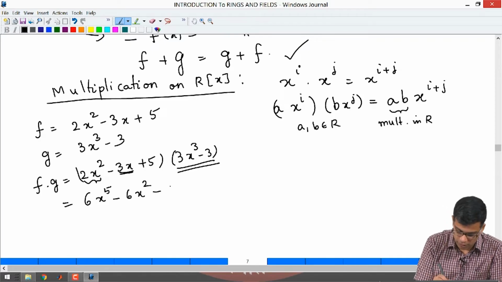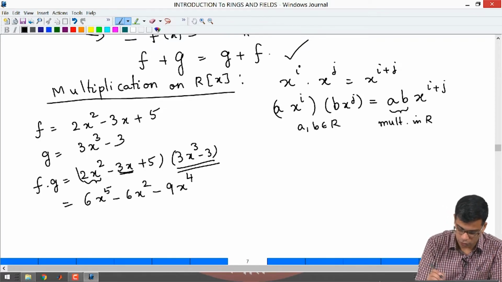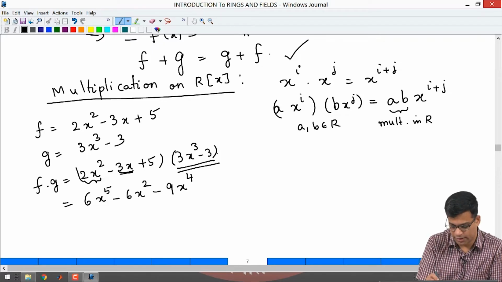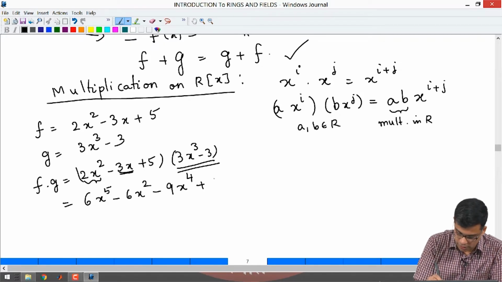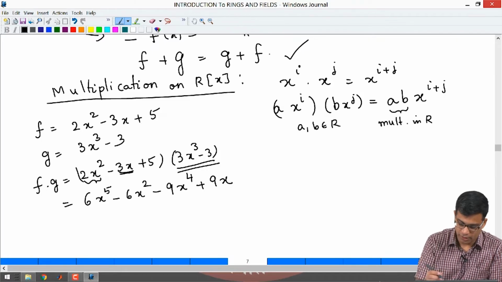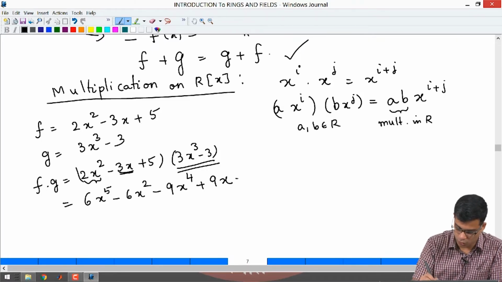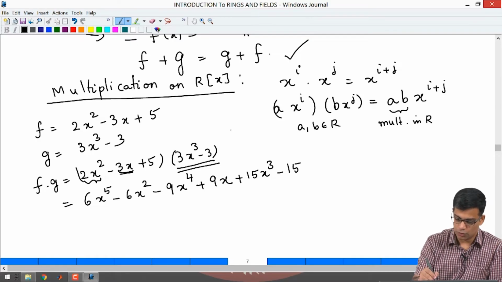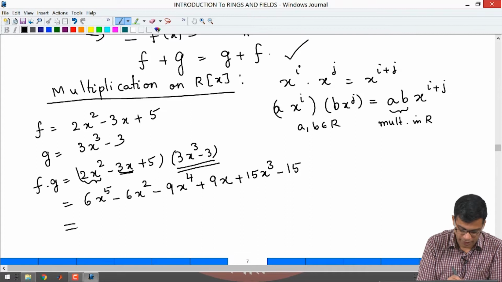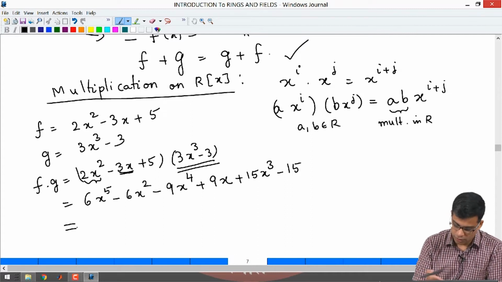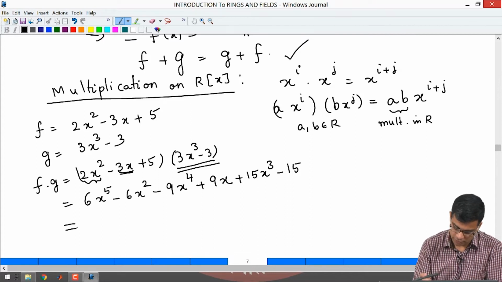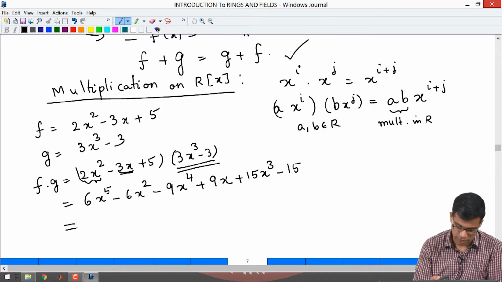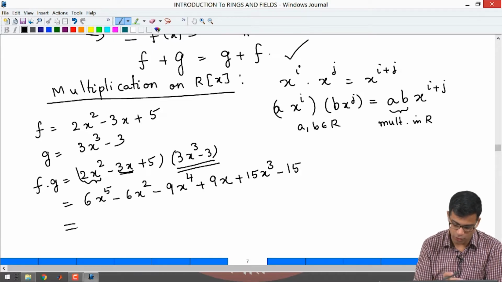So, that will give me minus 9x to the 4th, okay, and then minus 3x times minus 3 will give me 9x, and finally I have 5 times 3x cubed. So, that is 15x cubed, and minus 5 times minus 3 is minus 15. So, now all you need to do is combine like terms. Are there any like terms here? Actually there are no like terms here.